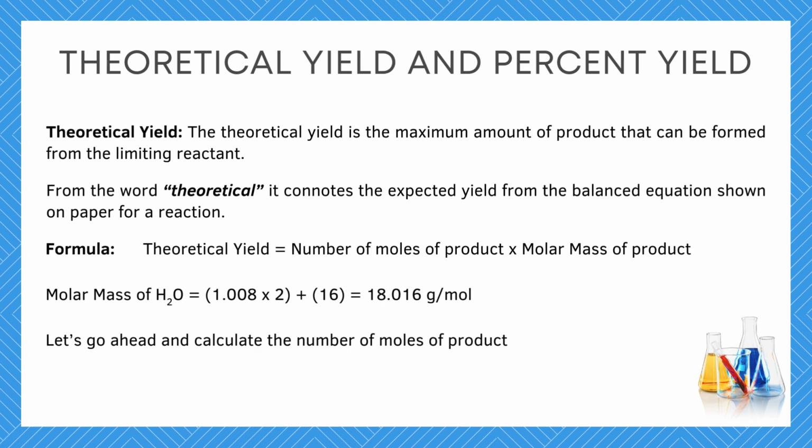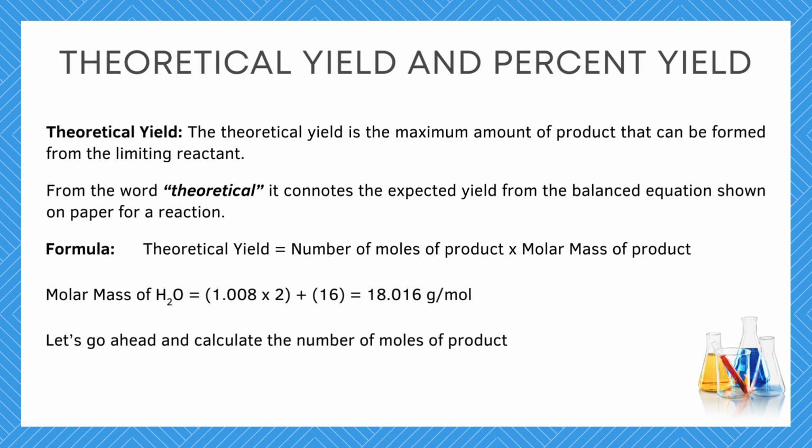So now that brings us to the point of theoretical yield and percent yield. We have seen how to identify the limiting reactant and the excess reactant, so now we can talk about theoretical yield and percent yield. Theoretical yield is the maximum amount of product that can be formed from the limiting reactant. Remember, the limiting reactant is the one that determines how much product can be formed.